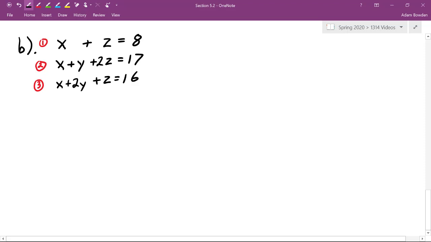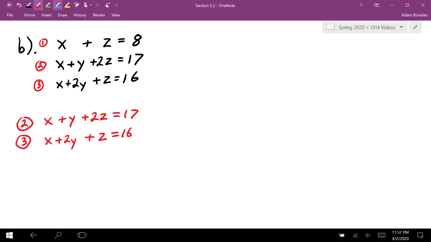But this time we kind of already have something started that will make it a little bit quicker. Notice how equation 1 doesn't have a y in it already. So it's already down to just two variables instead of three. So what I'm going to do first is take equation 2 and equation 3, and get rid of the y variable from both of those. That way I can start out with two equations that have just the x and the z involved.